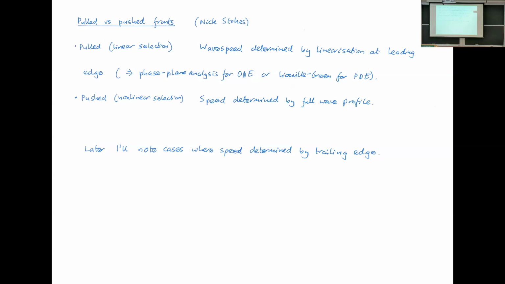So pulled fronts are what happens in Fisher's equation. The wave speed is explicit as 2 because the solution is dragged forward by the region where u is small and where you can linearize the PDE. And you understand that either by drawing the phase plane for the traveling wave ODE, which I'm going to do in a minute, or you use Liouville-Green, what some people call the WKB method, to derive a Hamilton-Jacobi equation from the PDE, and then you analyze that. But both of those are based on a linearized analysis of the PDE.